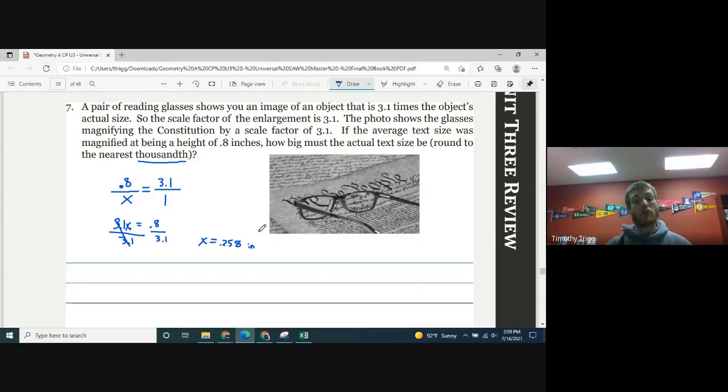The original should be smaller, right? Because remember, it's magnified. So the original text should be smaller than the magnified text.